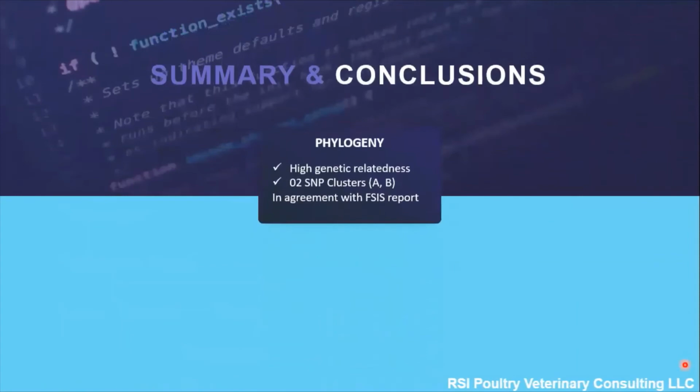From the phylogeny analysis, the Salmonella Infantis isolates from comminuted chicken were highly related at the genetic level, and they form two phylogenetic groups, which were compatible with the two SNP clusters reported by the FSIS for these samples.